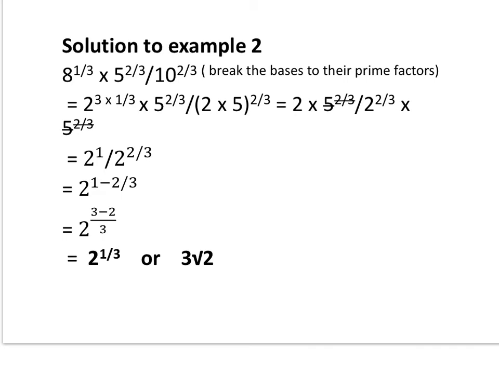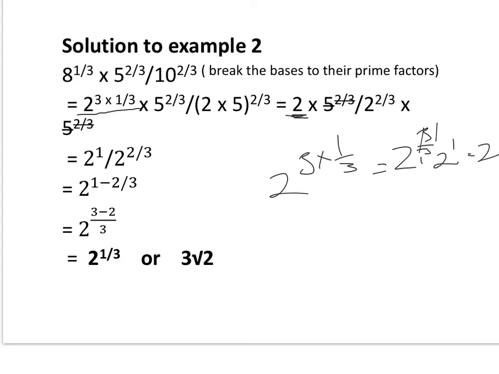So we have 2 times 5 raised to power 2 over 3. This 2 is from this 2 times 2 raised to power 3, 2 raised to power 3 times 1 over 3. 2 raised to power 3 times 1 over 3 is equal to 2 raised to power 3 over 3. And 3 over 3 is 1. So we have 2 raised to power 1, which is equal to 2. So that is how these two came about.